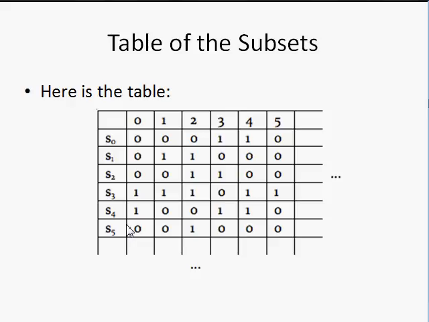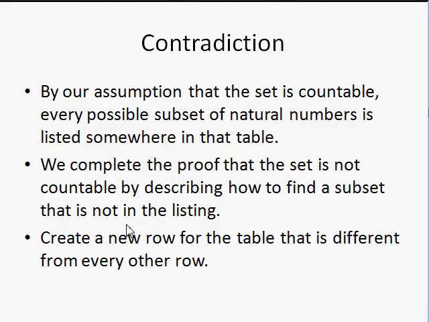Now, how do we show that the set is not countable using this Boolean array? Well, by our assumption that it is countable, every single subset is in that order somewhere. So what we have to do is find a set that we can argue cannot be in that table anywhere. Therefore, our assumption has to be wrong. We've assumed that every set is in there somewhere. If we can find a set that's not in there, then our assumption is wrong. So we show how to create a row that cannot be anywhere in the table. Now, how do we do that?